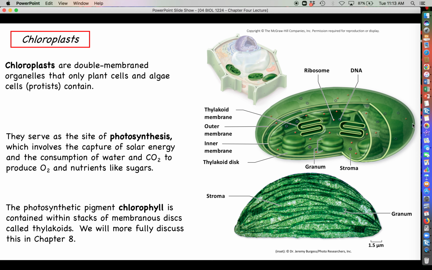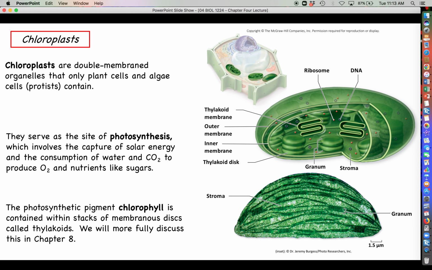So like we said, the chloroplast serves as the site of photosynthesis in the cell. So if a cell is going to be capable of performing photosynthesis, this is the organelle it has to have possession of. So photosynthesis, we are going to learn all about when we get to chapter 8. This involves the capture of energy from the sun, the consumption of water and carbon dioxide, and in doing so, we are going to produce oxygen and then stored up nutrients like sugars, carbohydrates, and things like that.